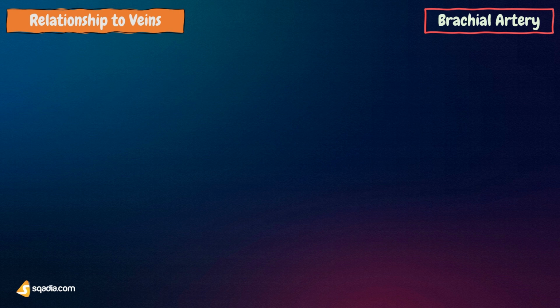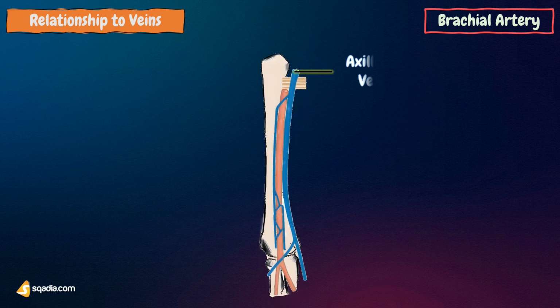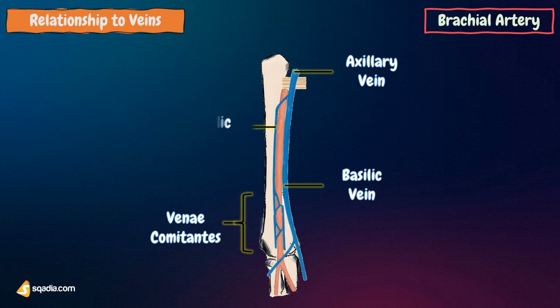Lastly, let's look at the relationship to veins. We have discussed the superficial veins of the arm before. The brachial artery is closely related to them. The brachial artery is accompanied throughout its length by small veins known as venae comitantes.